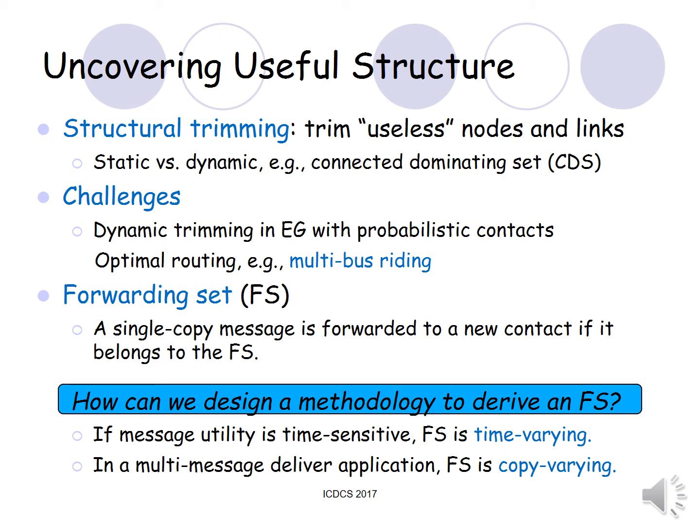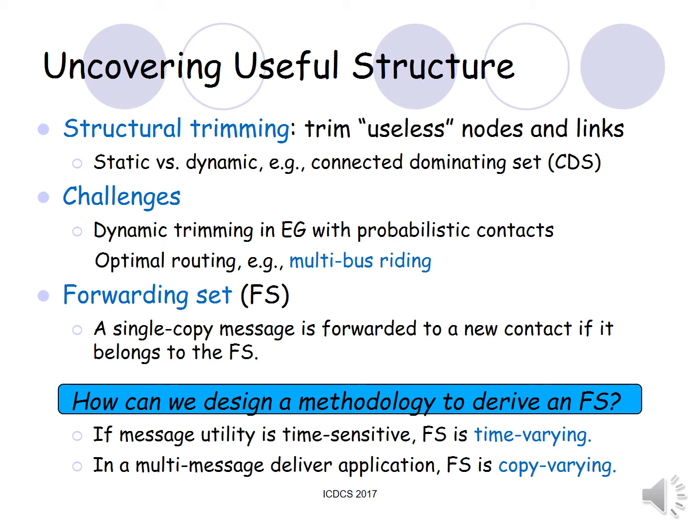Then we can introduce a concept called the forwarding set. Just imagine the example of multiple buses coming in. Your challenge is to select a subset of buses. This subset is called the forwarding set. When a bus comes, it will decide whether you should hop on this bus or wait for the next bus. So how to optimally decide a forwarding set? That's one of the challenges.